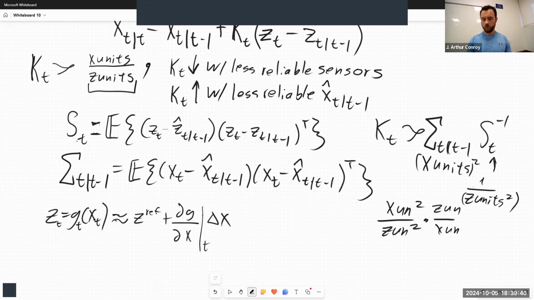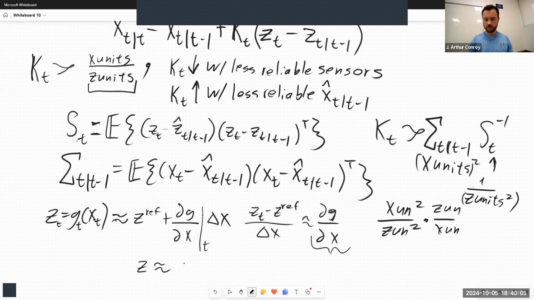And so when we're looking at the difference between z and some reference z per unit change in x, we're looking at a linearized model of how our measurements change with the state. So we can use this to get a matrix. We'll say that z is approximately c at time t of x, right? So we'll say this is evaluated to be c, all right? Decent. This is our measurement model.